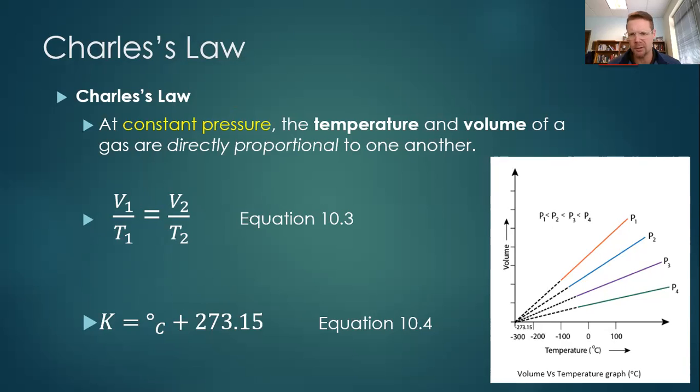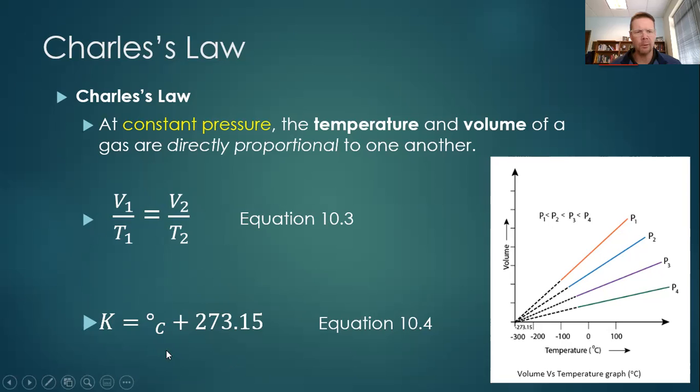So if we see this chart to the side here, as I increase the temperature, my volume is going to go up proportionally. If I move to the right on the graph with the temperature, the volume is going to go up in a proportional way. That's equation 10.3 in your book.